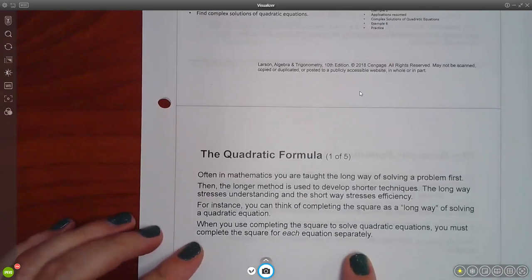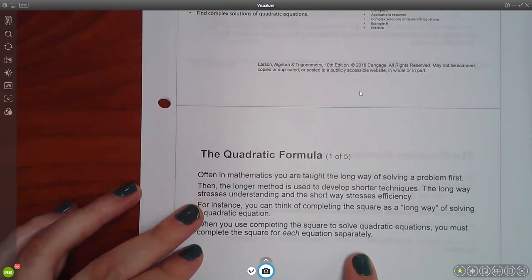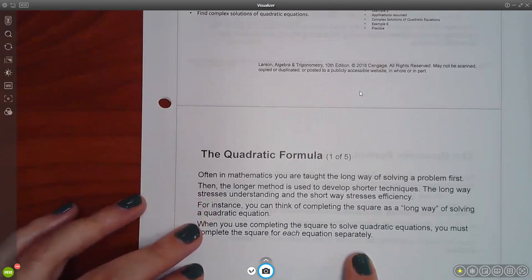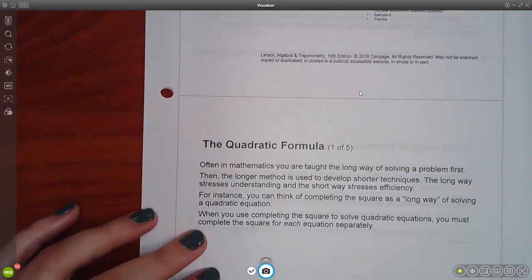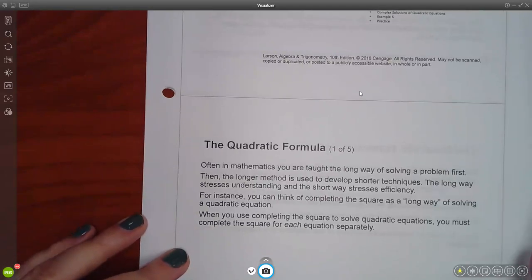Because often in mathematics, you're taught the long way of solving a problem first. Then the longer method is used to develop shorter techniques. The long way stresses understanding and the short way stresses efficiency. For instance, you can think of completing the square as the long way of solving a quadratic equation. When you use completing the square to solve quadratic equations, you must complete the square for each equation separately.